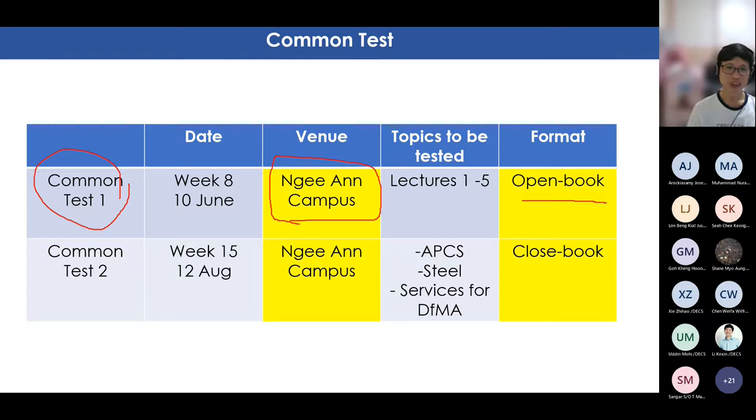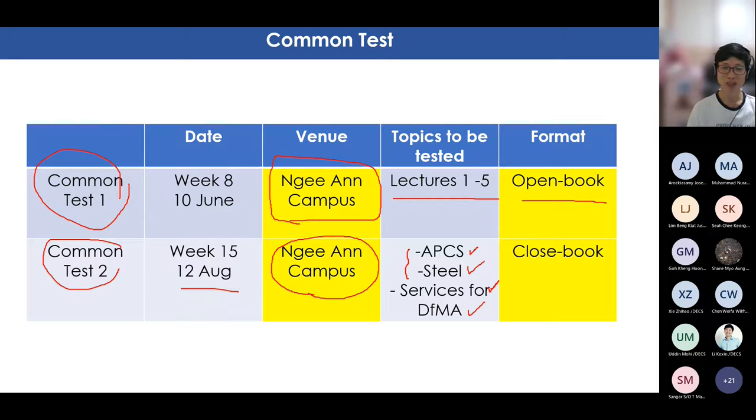Common test one topic is lecture 1 to 5, the ones that Chilan teach. So lectures 1 to 5 will be tested in common test one. Then common test two will be in August, the last lecture day, also in campus, no need to be online. This test two will be covered by lectures 6, 7, 8, 9, 10 and 11. I got half, so my two lectures will cover 50% of the common test.